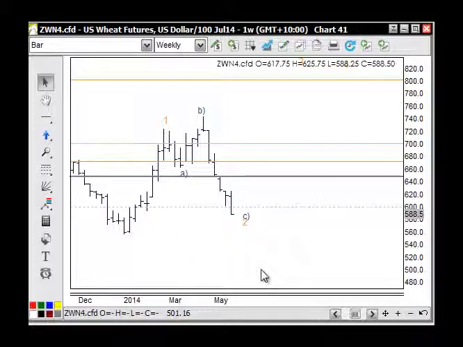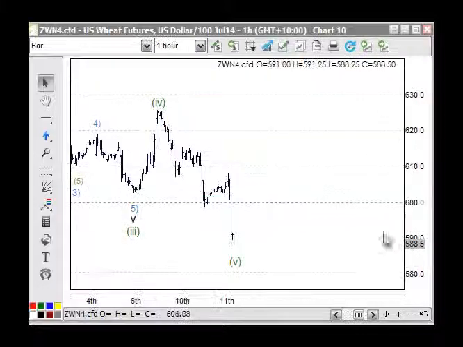and reversing after that, because we've got the weekly stochastics, the slow stochastics, moving into the sold area. The weekly obviously gets updated on the close on Friday. So we'll have a look at that over the weekend. But anyway, still moving lower down to 580 area here.